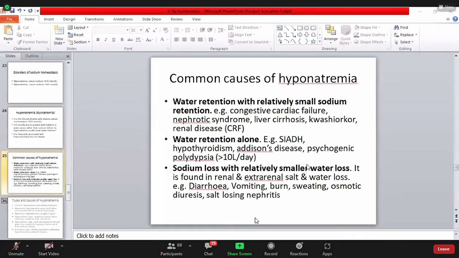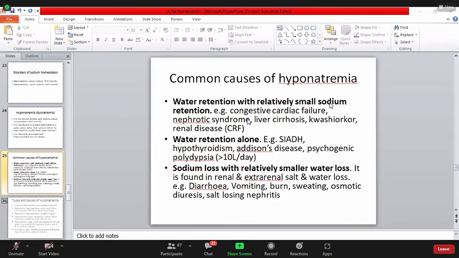Another important question is, what are the common causes of hyponatremia? Definition and causes of hyponatremia. Very, very important question for your written and viva. So what are the causes of hyponatremia or sodium deficit? Sodium retention. Water retention occurs, but with relatively small sodium retention.